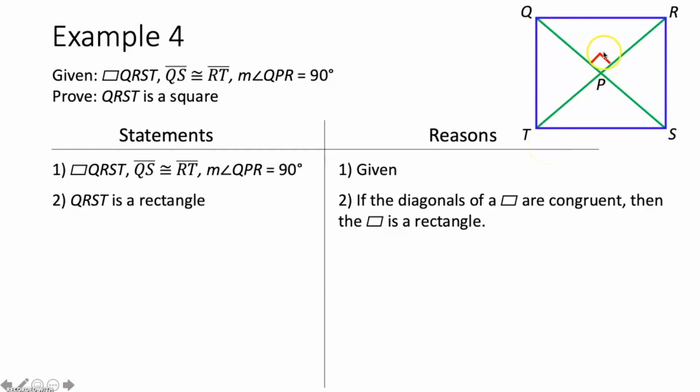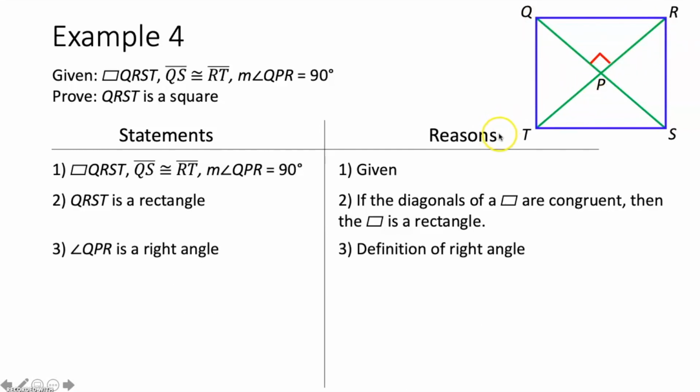Next, we said that since the measure of angle QPR is 90 degrees, we know that angle QPR is a right angle. And that's just the definition of right angle, which says because this measure is 90 degrees, it must be a right angle. Now, because we know this is a right angle, and these two lines meet at a right angle, we know that segment QS and segment RT have to be perpendicular to each other, because that's the definition of perpendicular lines. If two lines meet at a right angle, they are perpendicular.